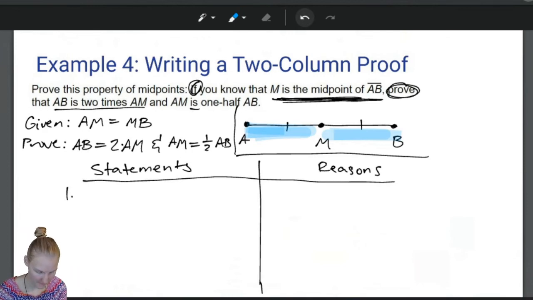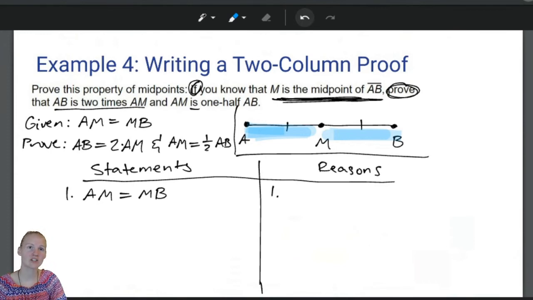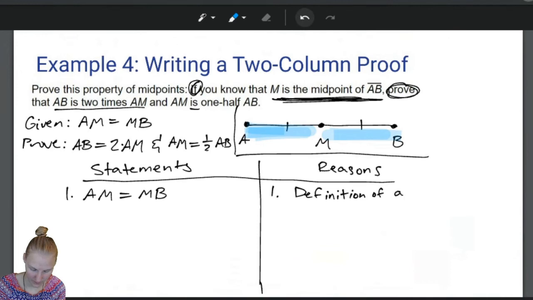So, first step is writing down the given. Our reason here can be given. We can also say that this is the definition of a midpoint. The definition of a midpoint is the point that cuts the segment in half, that makes two equal pieces. Okay. Now, step 2.